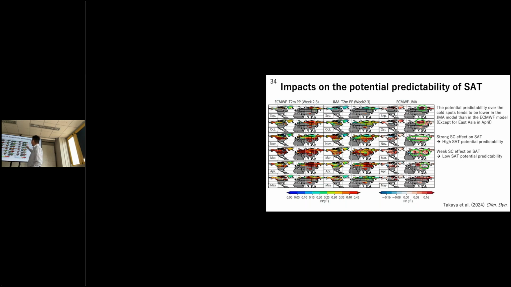And we also found other regions where we have more potential predictability of surface air temperature in the ECMWF model than in the JMA model. So again, these results support that the snow provides some subseasonal predictability in surface air temperature. So the model really should represent this process as observed, or as in reality.